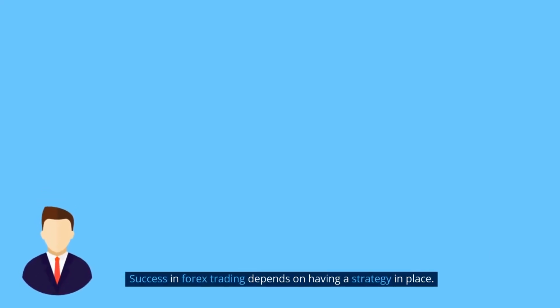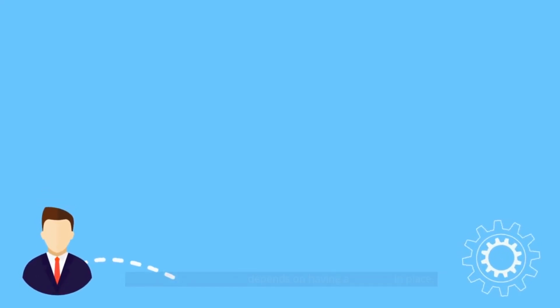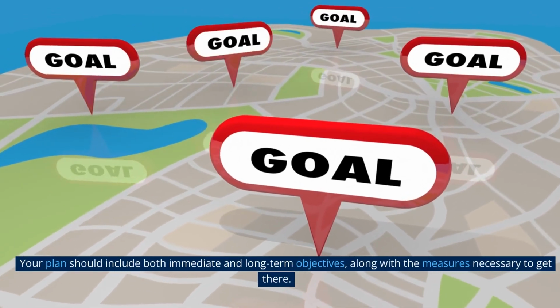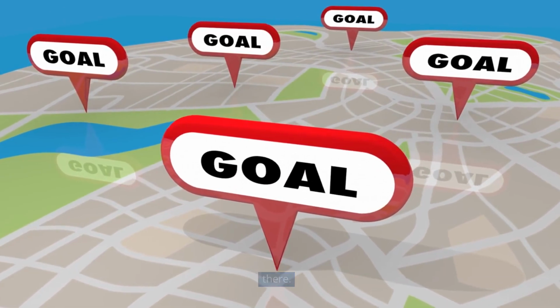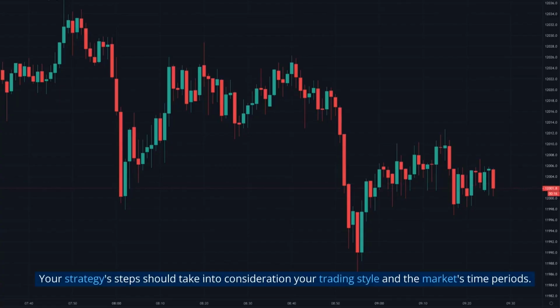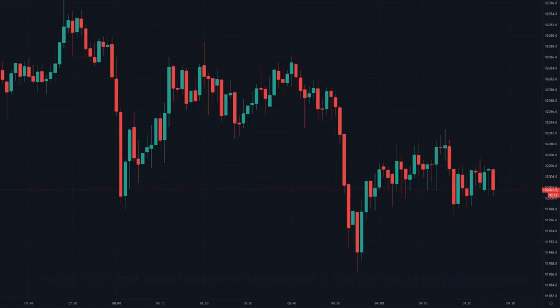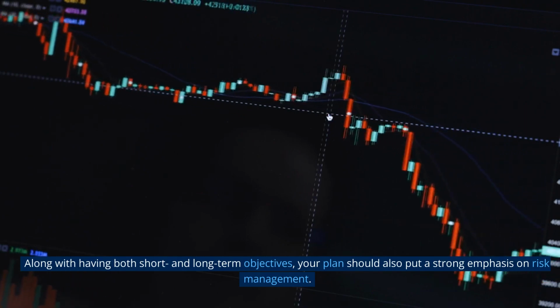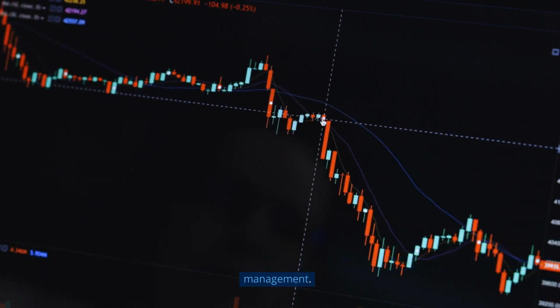Develop a trading strategy. Success in Forex trading depends on having a strategy in place. Your plan should include both immediate and long-term objectives, along with the measures necessary to get there. Your strategy steps should take into consideration your trading style and the market's time periods. Along with having both short and long-term objectives, your plan should also put a strong emphasis on risk management.